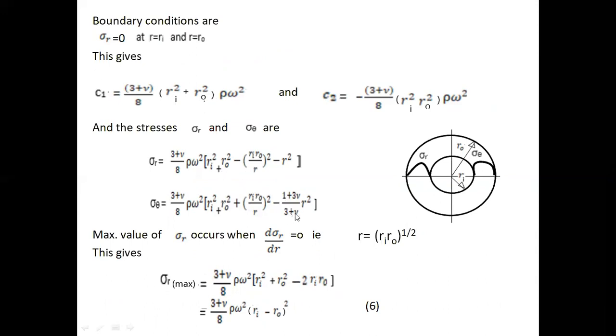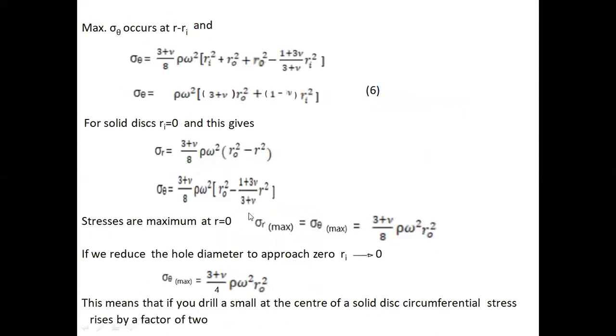Here, with R square, there is a constant. So sigma theta becomes (3 plus nu) by 8 rho omega square, Ro square minus (1 plus 3 nu) by (3 plus nu) R square. So these are the two equations that are needed to find out the stress distribution on a solid disk.